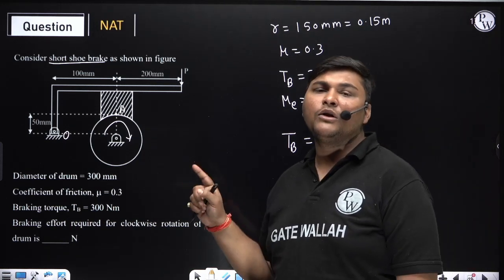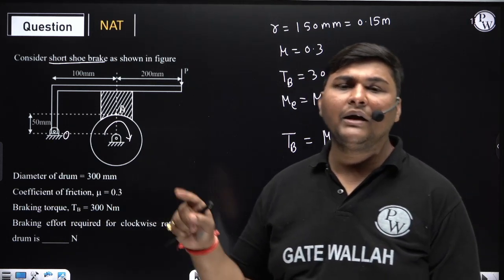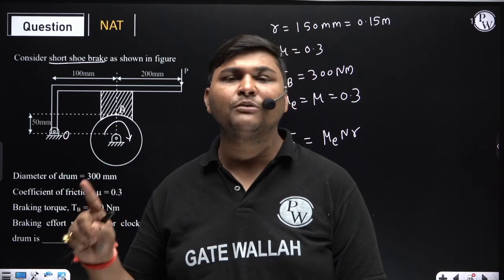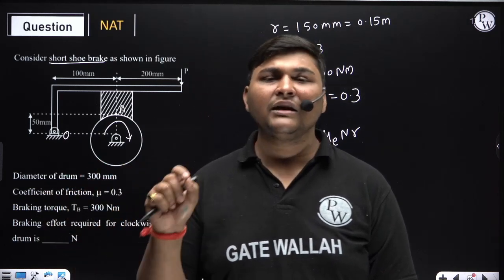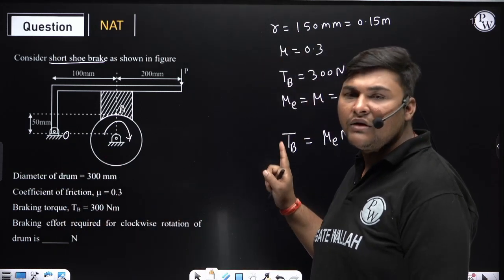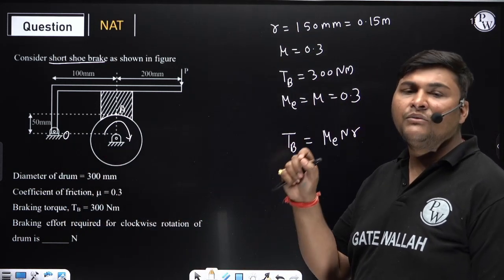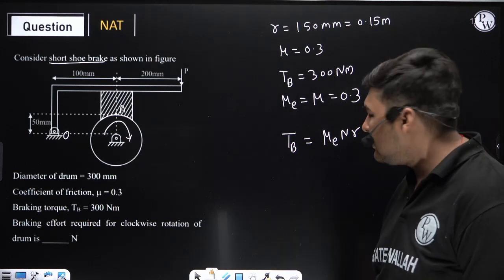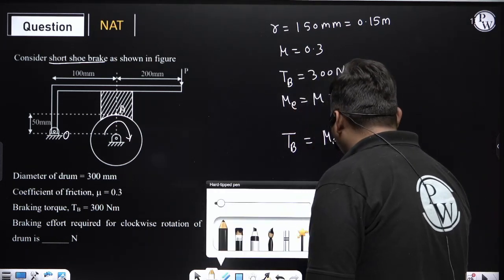After finding the value of n, we will draw the FBD of the drum and lever. In the FBD of the lever, if we take the net moment about fulcrum O, we will get the relation between P, n and mu equivalent into n. From that relation, since we have calculated the value of n, we can calculate the value of P. Very simple. So first I am calculating the value of n.